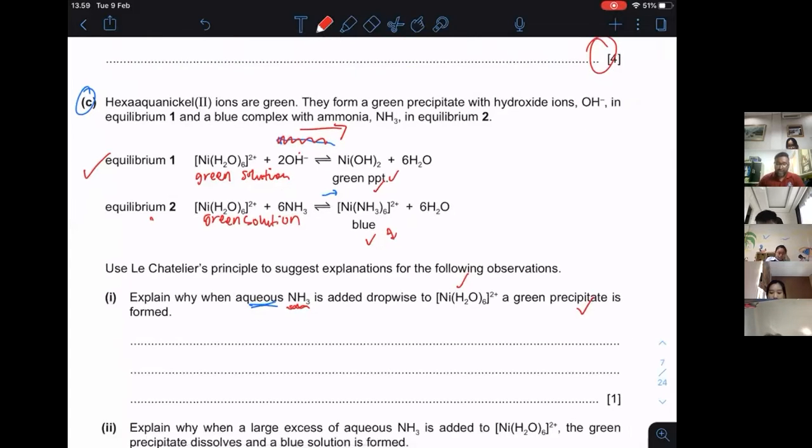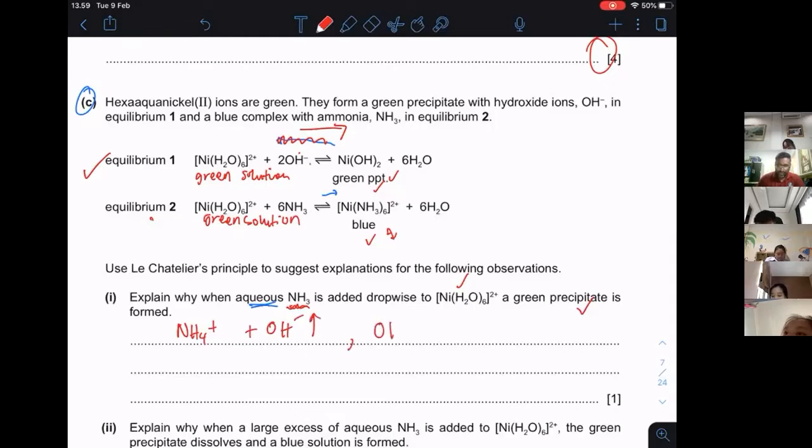So we need to explain why. When aqueous ammonia is added dropwise, the ammonia will react with water to give you ammonium ion plus hydroxide ion. So this is going to increase the concentration of hydroxide ion. When that is happening, according to LCP, you need to remove the hydroxide ion.